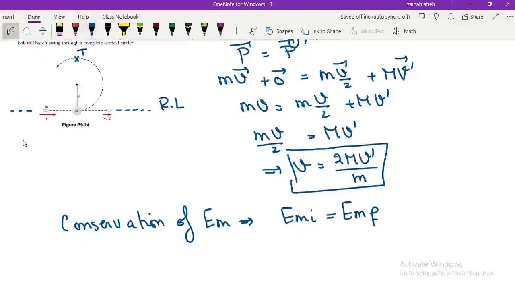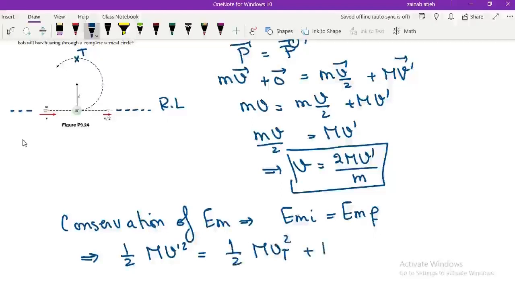So there was no gravitational potential energy at the start. The only energy is the kinetic energy, which is half m v prime squared, equal to, finally, when it reaches the top, half m v_T squared plus m g height, which is 2L because the length of the rod is 2L. I will divide by m everywhere.